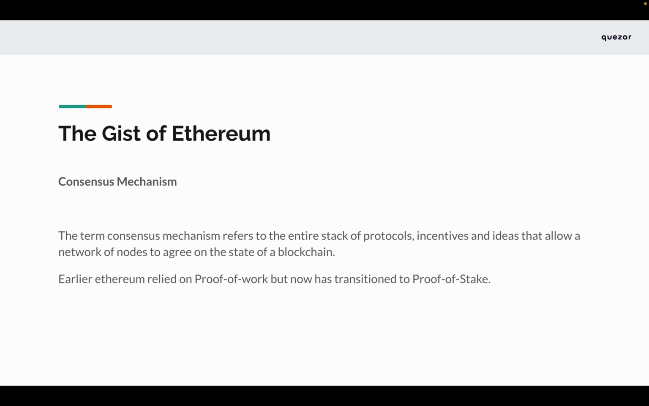Lastly, we have the consensus mechanism. If you recall from our earlier blockchain video, the consensus mechanism is an algorithm that is used by all of these nodes to arrive at a consensus on what should be the state of the blockchain, or the state of the EVM in the case of the Ethereum network. So the consensus mechanism is an entire stack of protocols, incentives, and ideas that allows the network of nodes to agree on the state of a blockchain. Ethereum earlier used the proof of work mechanism, but now has transitioned to proof of stake.